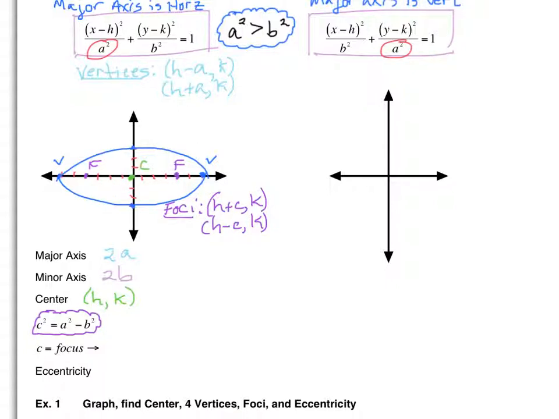And what you might want to add here, let's get a good pink. Your foci lie on the major axis c units from the center.